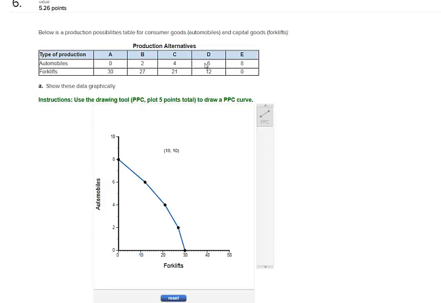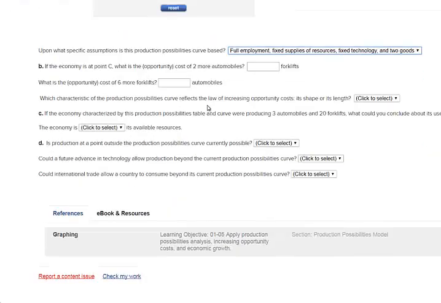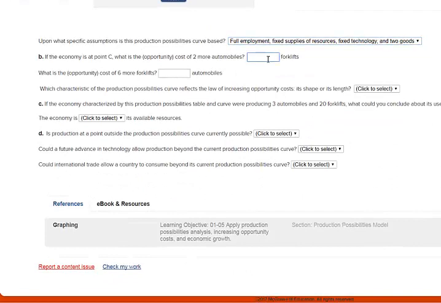What is the opportunity cost in terms of forklifts? So what are you giving up on the bottom? You're going from 21 down to 12. You're giving up 9 forklifts. So that's going to be 9 forklifts is your answer.